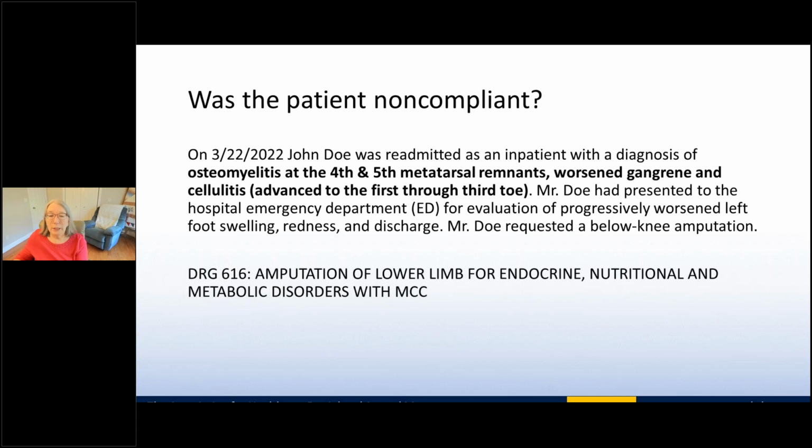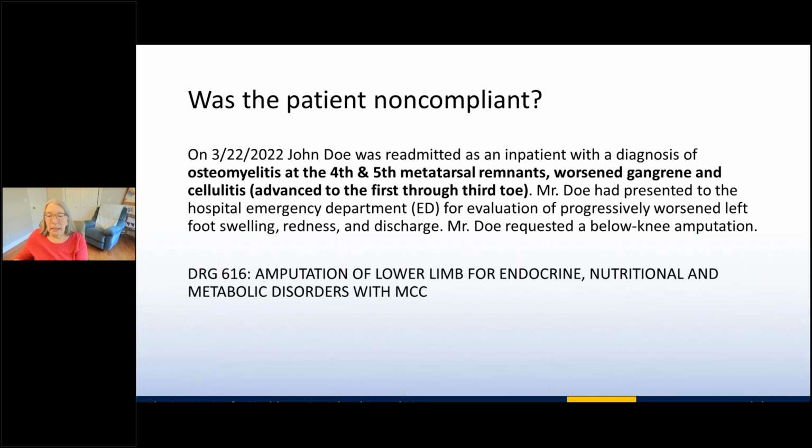Then on March 22nd, he was readmitted as an inpatient with a diagnosis of osteomyelitis at the 4th and 5th metatarsal remnants, worsened to gangrene and cellulitis, which had now advanced to the 1st through the 3rd toe. And it was interesting because they had photos from the first admission where those 1st through 3rd toes looked healthy. You could see where the 4th and 5th toes had been removed. They took a picture after that surgery. Toes 1 through 3 were healthy. Now they come back in and now they're gangrenous.